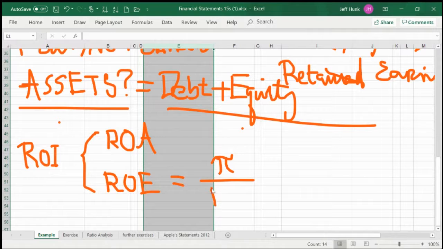And if you divide profit by equity, of course, that's return on equity, right? And of course, the higher the number, the better it is, because equity is the input, profit is the output.